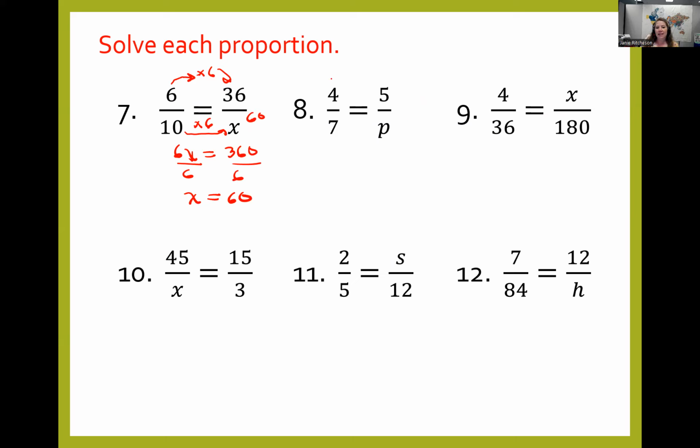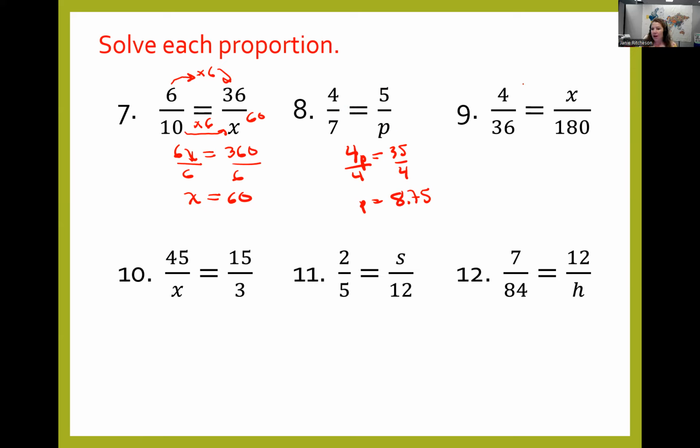Now this one's not that easy because we can't multiply 4 by a whole number to get 5, right? So we are going to use our cross product. So 4 times p is 4p. 7 times 5 is 35, and then we're going to divide both sides by 4. So 35 divided by 4 is 8.75. So our missing value is 8.75.